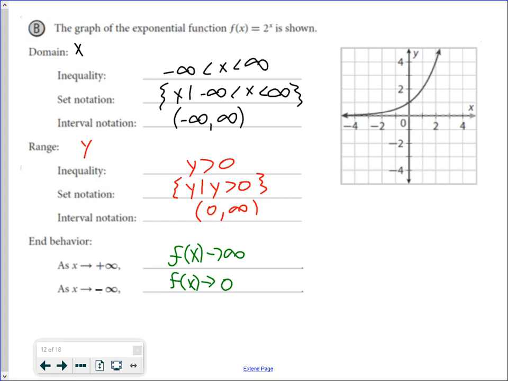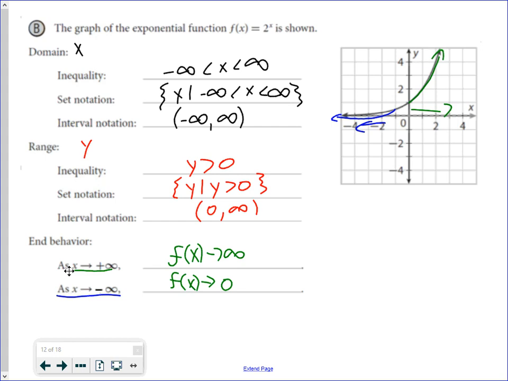And for the end behavior, we see that as x increases to positive infinity, it goes to the right side, the graph is going up to infinity, so f of x is going to positive infinity. I'm not sure why I did this in blue and green as well, but it should be in blue. As x is going to negative infinity, we see that the graph is going closer and closer to 0. So as x goes to negative infinity, f of x is going to 0.